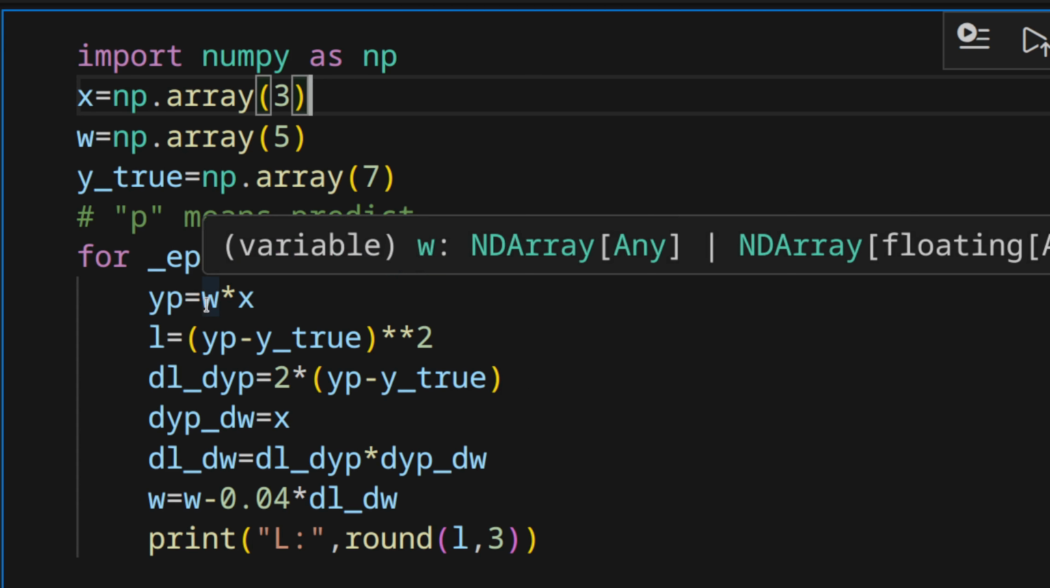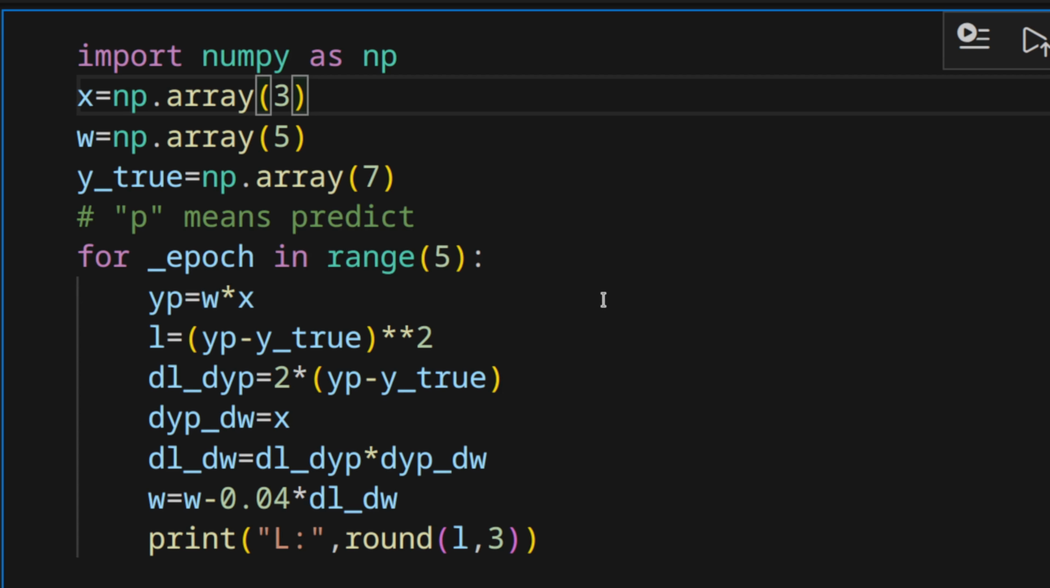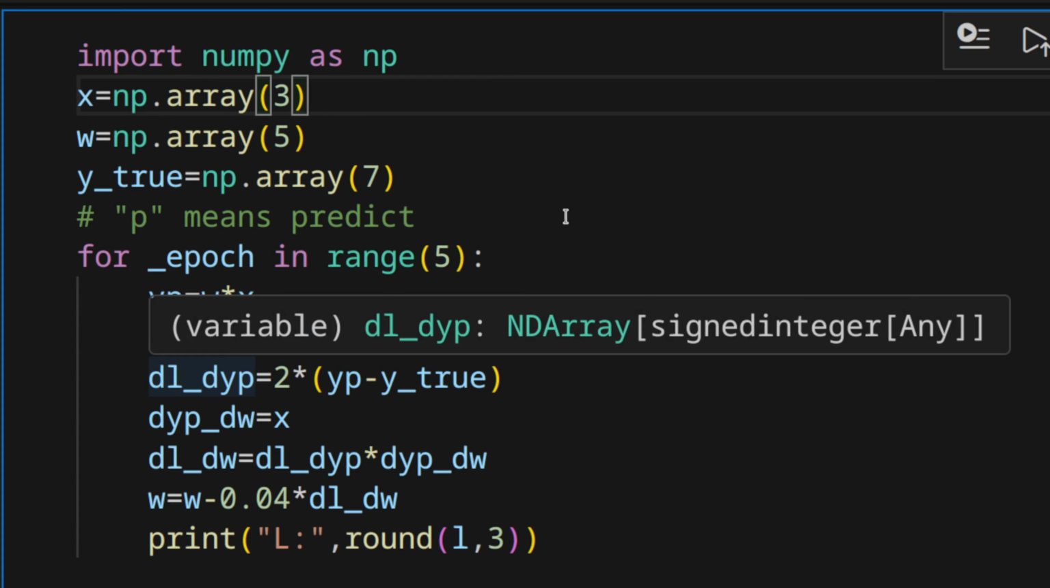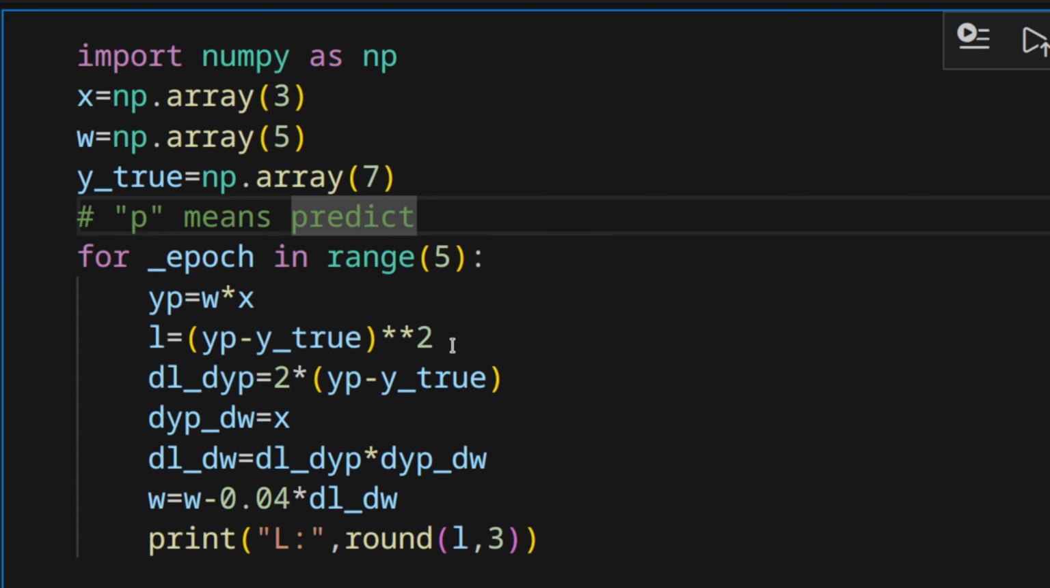And this is the Y predict, which is in here, it's just W times X. And this is the loss function, which is Y predict minus the Y true quantity squared. This is the derivative of the loss with respect to the Y prediction, and so on.